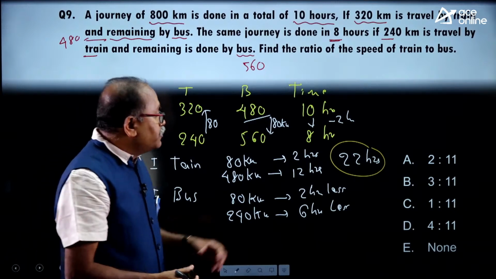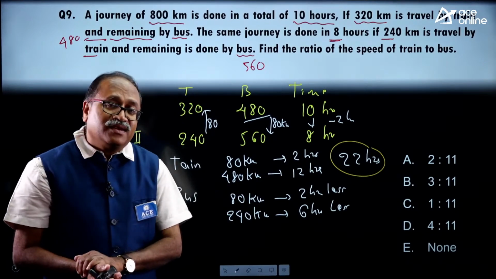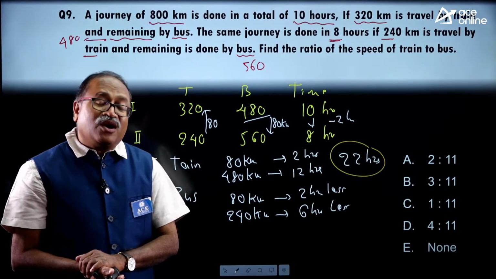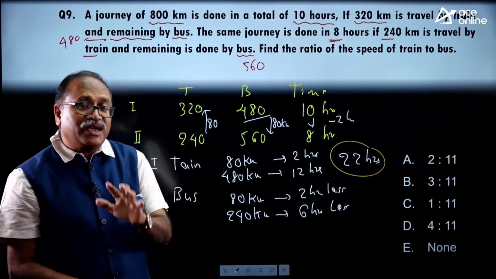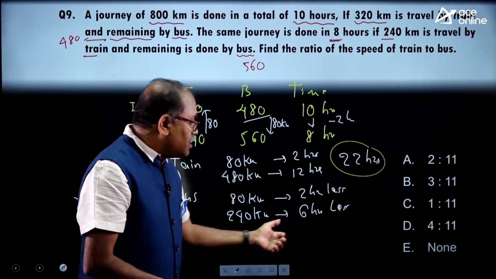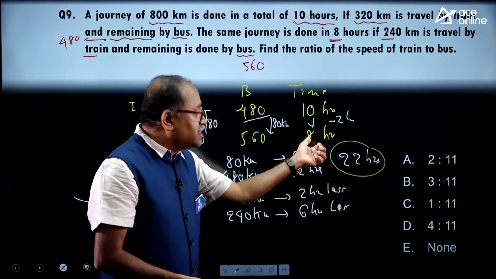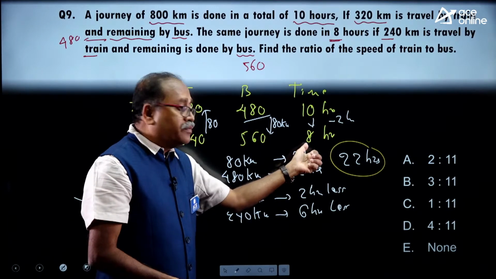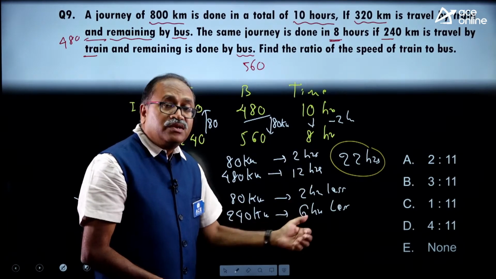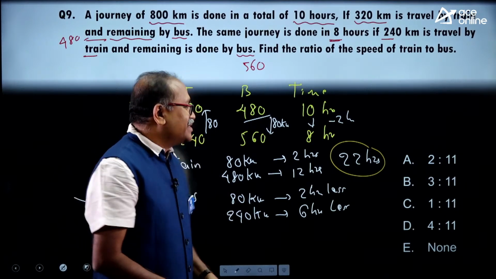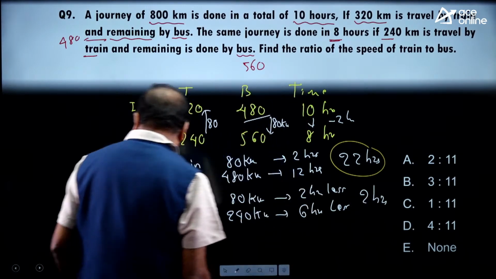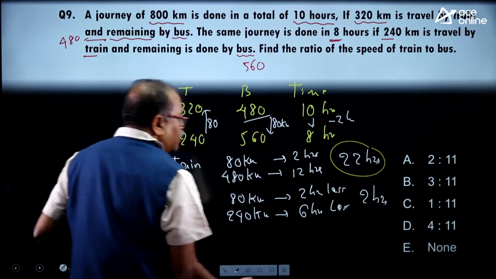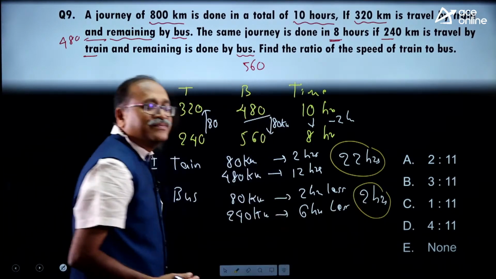6 hours less over what? 6 hours less over 8 hours. So how much time if the whole journey of 800 kilometer is travelled by bus? It will take 6 hours less than the time taken here. That is 8 minus 6, which is 2 hours. So here it's 2 hours. If the whole journey is travelled by bus, it takes 2 hours.